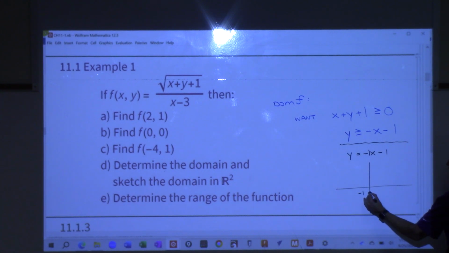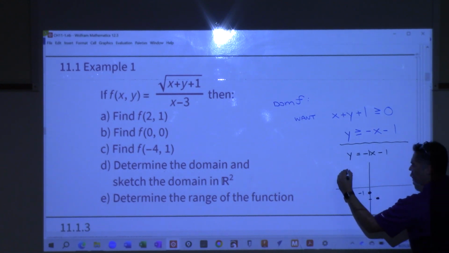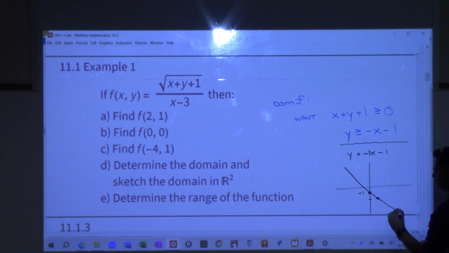y-axis, that's my y-intercept from here. And then to get to another point, I go down 1, over 1. And so I have a line like this, right? That would be the equation of that line.